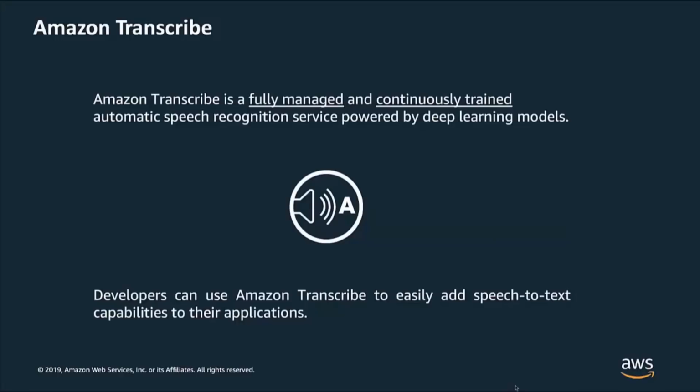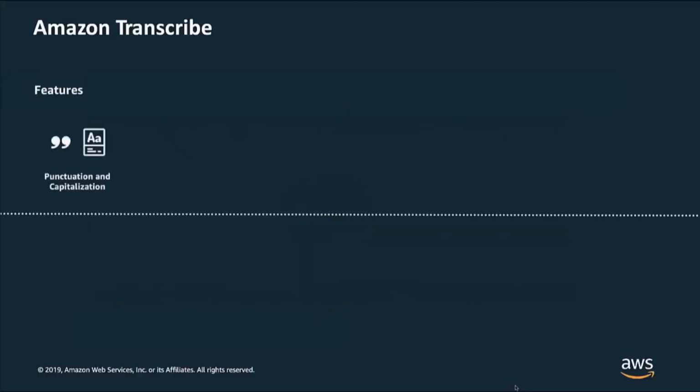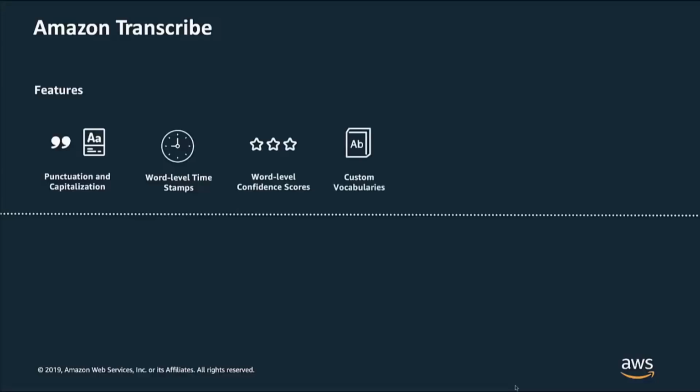Amazon Transcribe is a fully managed and continuously trained automatic speech recognition service powered by deep learning models. Amazon Transcribe not only provides speech-to-text transcriptions, but the transcriptions are also included with punctuation and capitalization. There are word-level timestamps that help you understand what was said when, and their associated confidence scores. You can use custom vocabularies to help Transcribe understand industry-specific terms or terms and acronyms that are unique to your business.